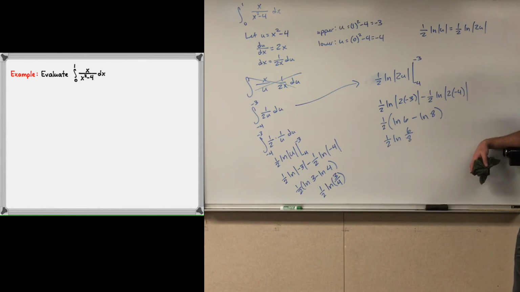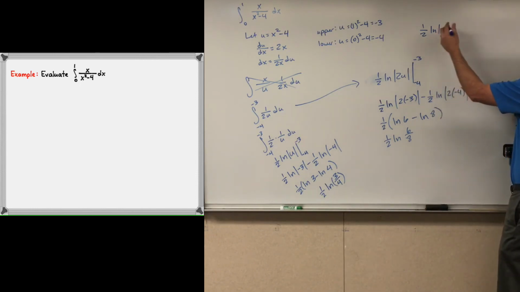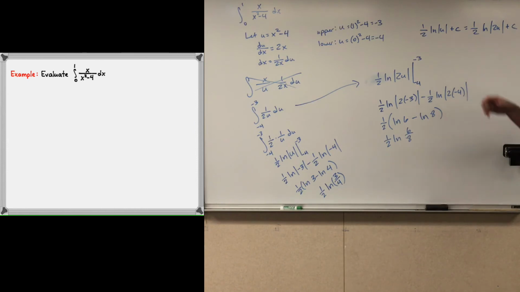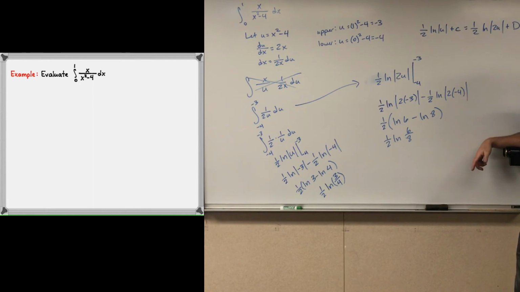No. Because if there's no limits, what kind of integral is this? It's indefinite, which means, what's the antiderivative here? Plus c, 1/2 of the natural log of the absolute value of 2u, plus c, kind of. This is a constant, right? This is a constant. They don't have to be the same constant. This could be a different constant.